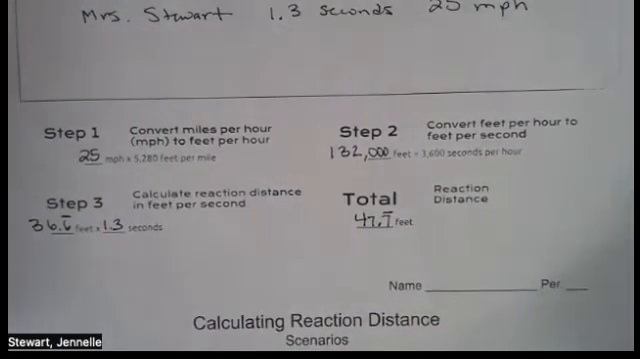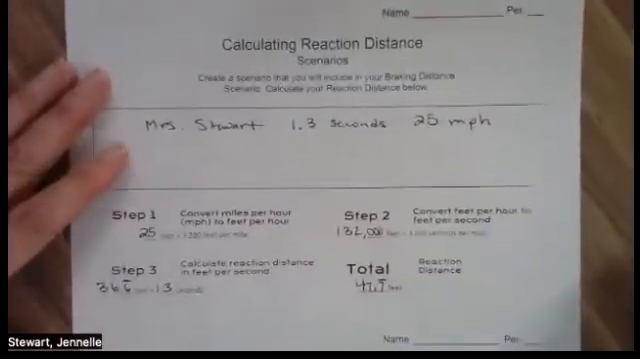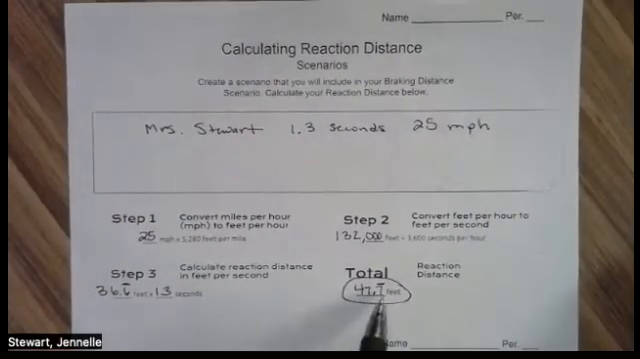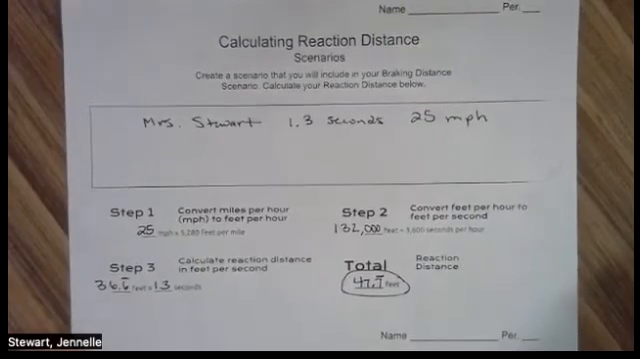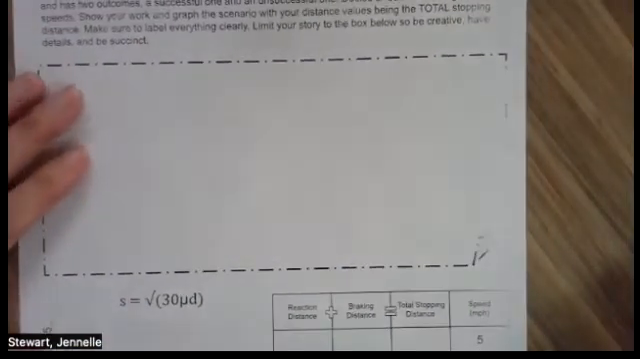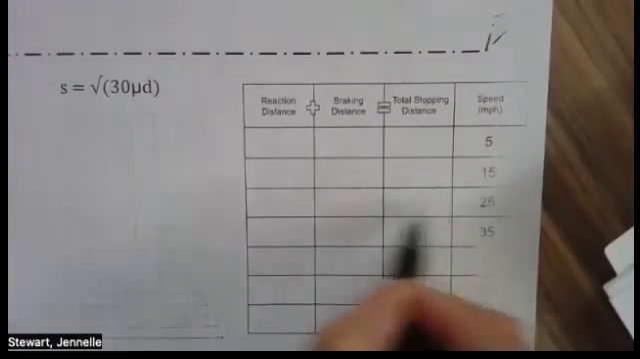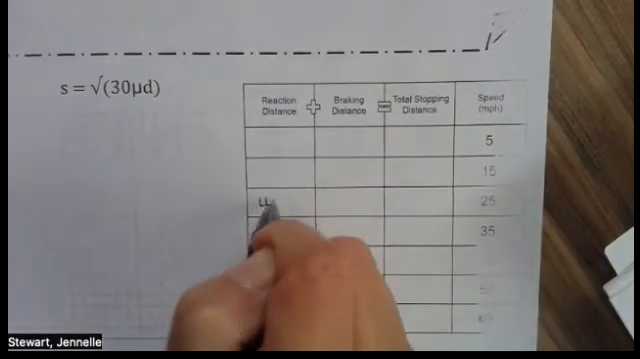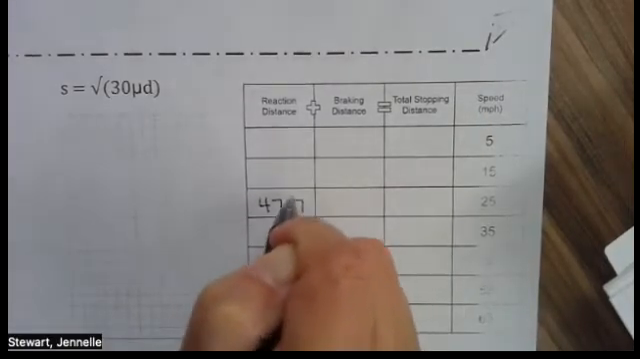That means before my foot even hit the brake, I traveled 47.7 feet. And what we did yesterday was that we worked on different scenarios and I had you guys calculate that. Now, 47.7 feet. Now let's say I take that one and I put it into my story. So at 25 miles per hour, so that's my story, the other side's my story. At 25 miles per hour, my reaction distance was 47.7.